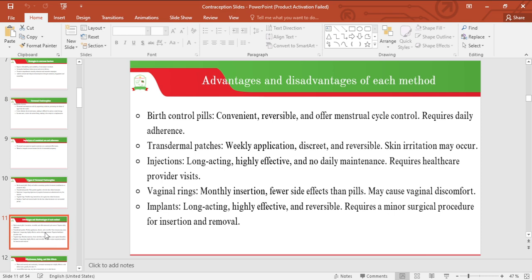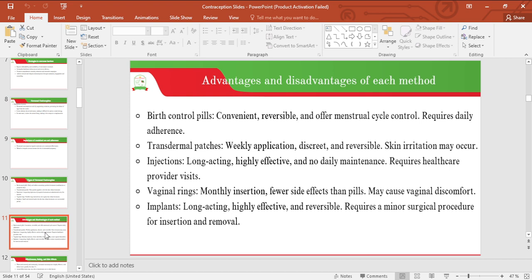Let's look at the advantages and disadvantages of each method. The birth control pills are convenient. They are reversible, meaning that when you plan to conceive, you can stop taking the pills, and they also offer menstrual cycle control. It means that the menstrual cycle becomes regular, and they require daily adherence, which means that every day you need to be taking the pill. Then we have the transdermal patches, which require weekly application, are discreet, and are also reversible, except skin irritation may occur.